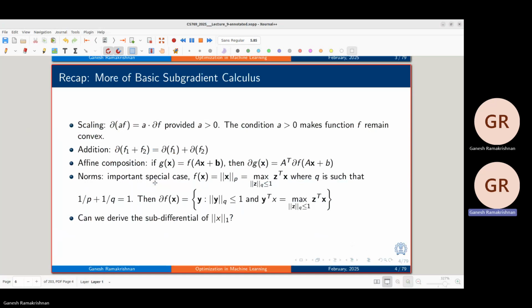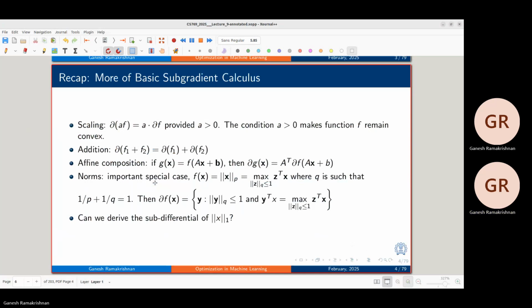So there could be one more behind the screens. Okay. So now we wanted to get a bit more grounded in this dual description. And what did we say? Can we kind of derive the subdifferential of x based on this dual definition?